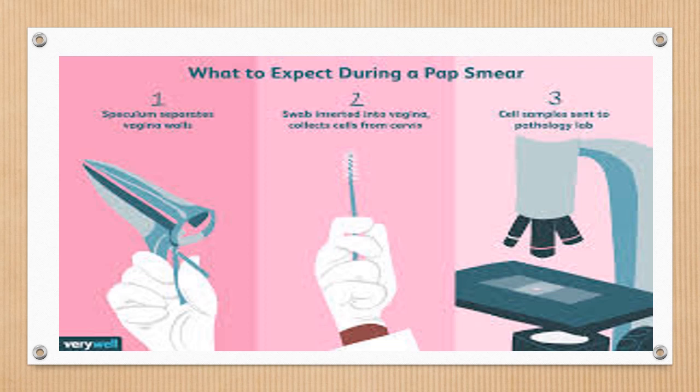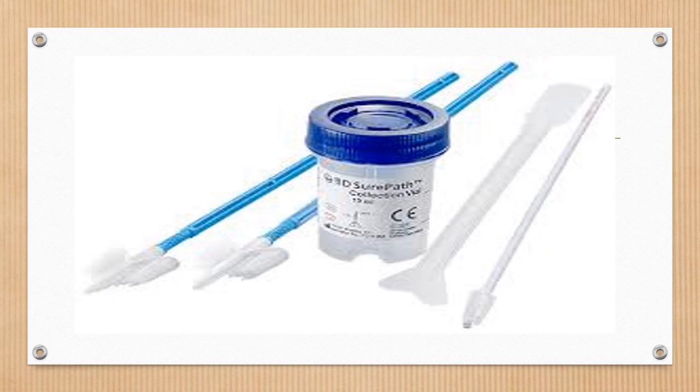Speculum is inserted into the vagina, a swab is inserted, and cells are collected from the cervix, and then the cells have to be seen by the pathology lab. Then this is a liquid-based cytology kit. Here are the cytobrush, the Ayre spatula, another type of cytobrush, the endocervical brush, and this is the liquid.